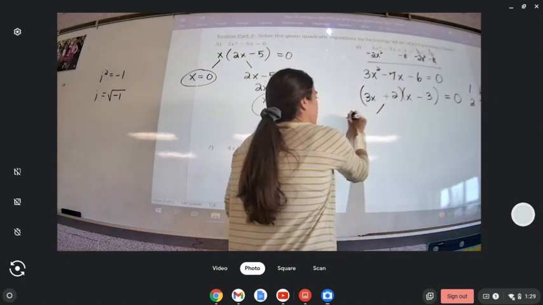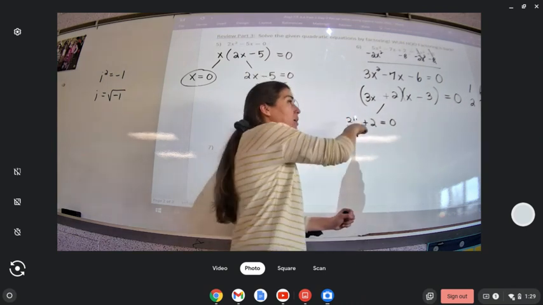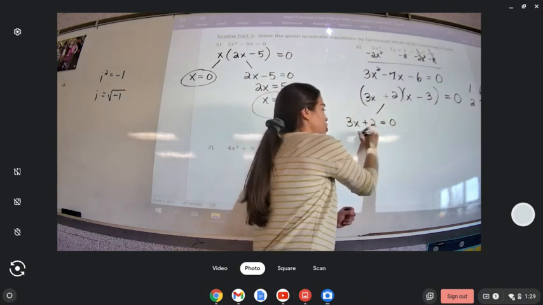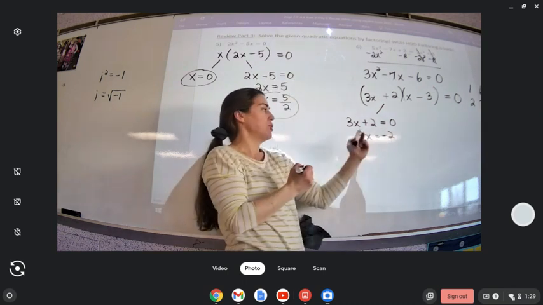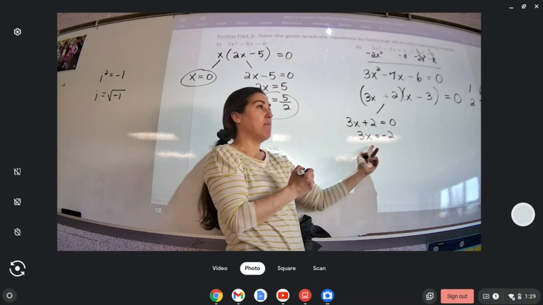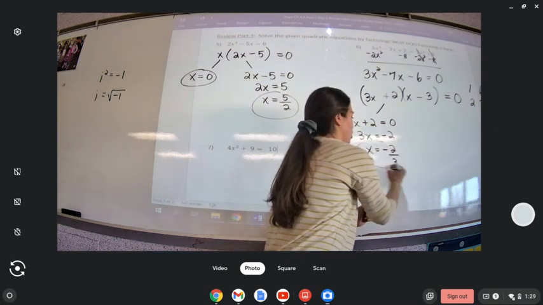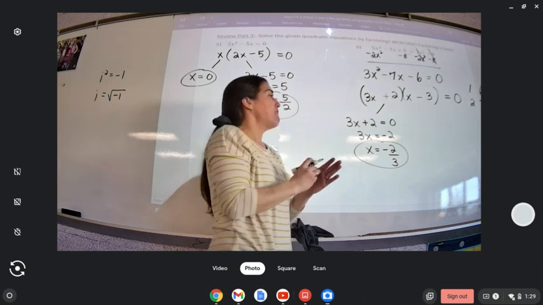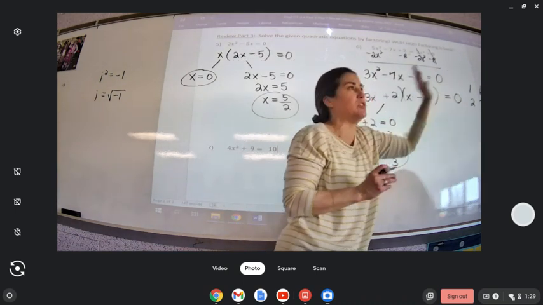So what's it going to take for 3 times x plus 2 to become our 0? I'm going to, what first? Subtract. Minus 2, and then divide by? 3. And then x will be negative 2/3. That's one of my answers. If x was negative 2/3, this factor would be 0. And then 0 times this would be 0.